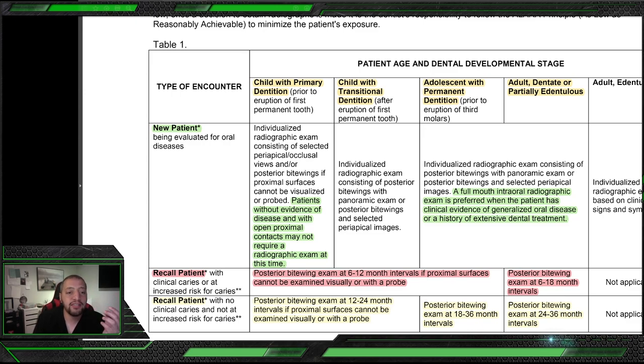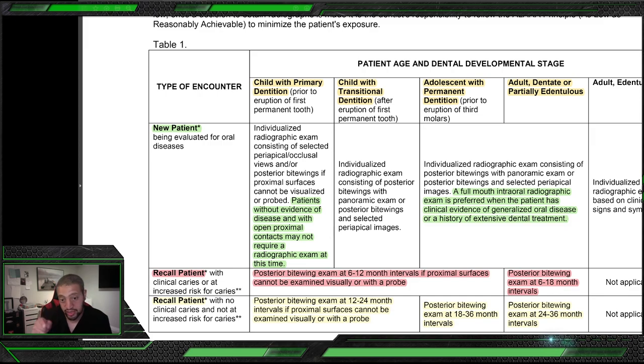Individualized radiograph exam consisting of selected periapical or occlusal views and or posterior bitewings if proximal surfaces cannot be visualized or probed. Patients without evidence of disease and with open proximal contacts may not require a radiographic exam at this time. So this is critical for you to understand the idea here. It's not for every patient, okay? And then he speaks about the child with transitional dentition, like after eruption of permanent teeth, individualized radiograph exam.